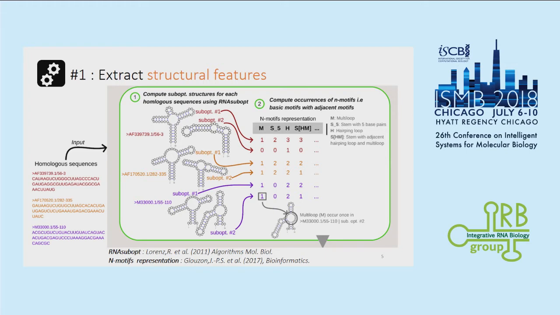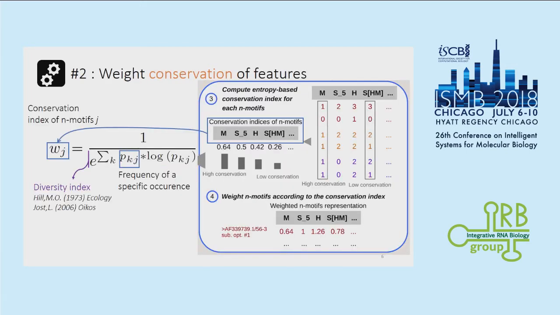So the next step will be to weight those features. Not all features are important. There are features that are well conserved and others that are not. The goal will be to design a weight function in order to give more importance to the features that are well conserved. So here, as you can see, the multi-loop is well conserved because the occurrence for the majority of the structures is 1. But it is not the same for the S bracket HM. There is some variability here.